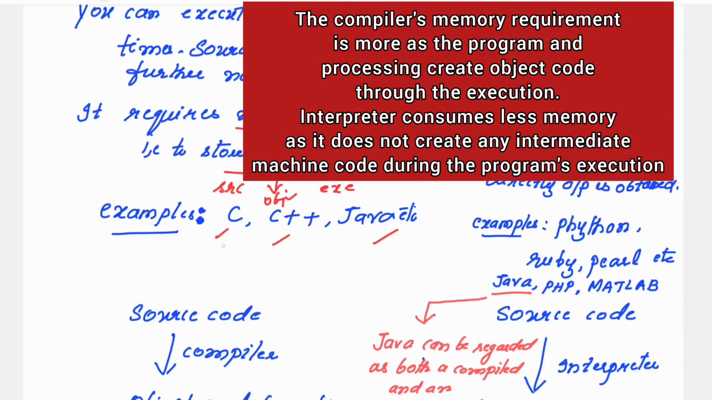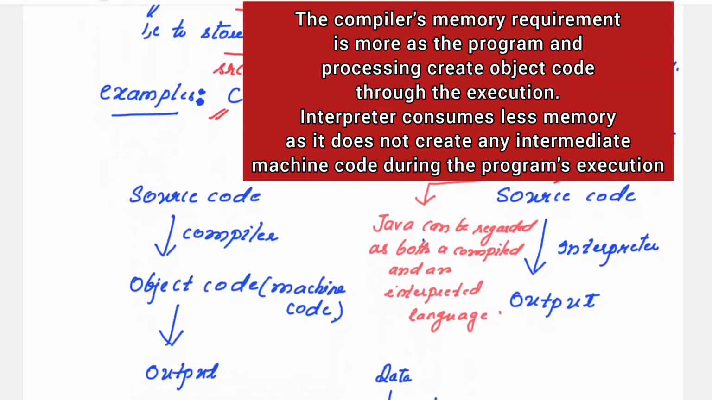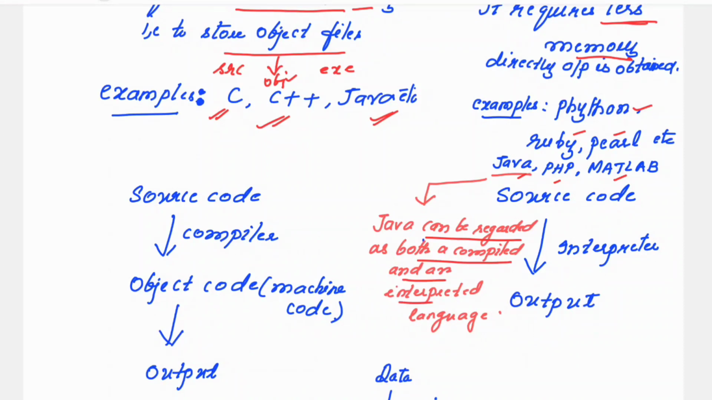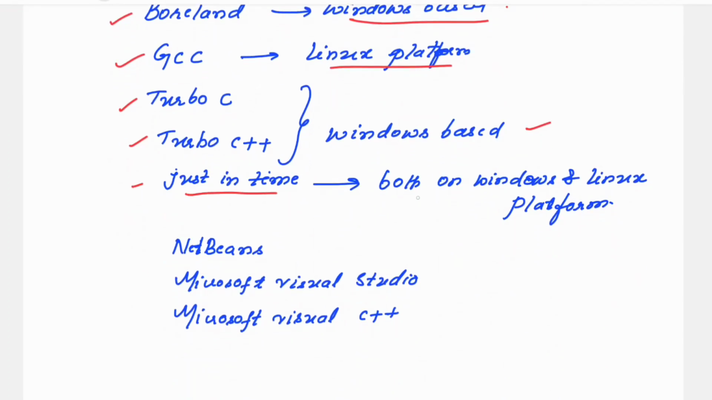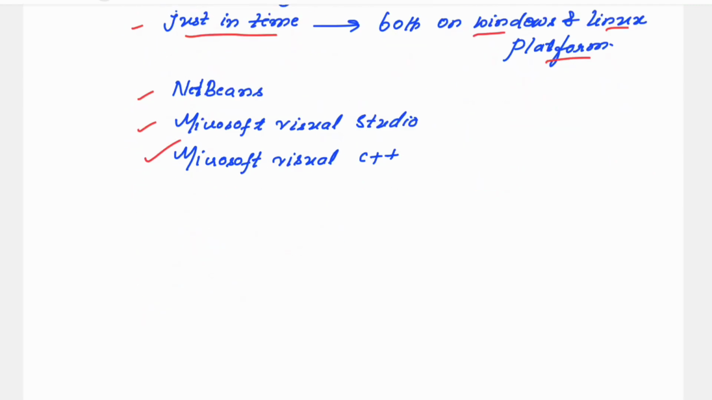Examples for programming languages that use compilers are C, C++, Java, whereas examples for programming languages that use an interpreter as a translator are Python, Ruby, Perl, Java, PHP, MATLAB. Also remember, Java can be regarded as both a compiled and an interpreted language. Some examples of compilers: we have Borland, which is Windows based, GCC, which can be used on the Linux platform, Turbo C, which is Windows based. There is one more compiler, Just in Time. It can work on both Windows and Linux platforms. Then other examples for compilers are NetBeans, Microsoft Visual Studio, Microsoft Visual C++.